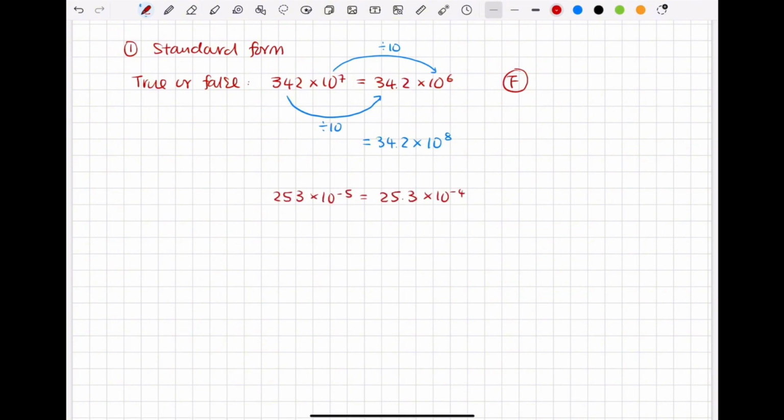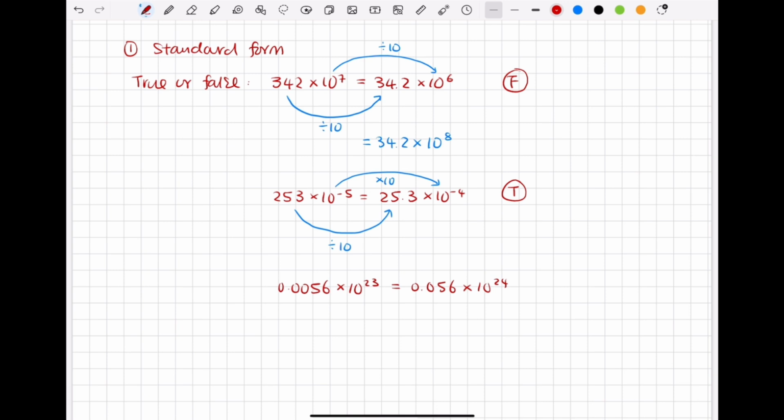Moving on to the next one. 253 times 10 to the negative 5, does that equal 25.3 times 10 to the negative 4? The first number has been divided by 10, however the second number has been multiplied by 10, therefore this is correct.